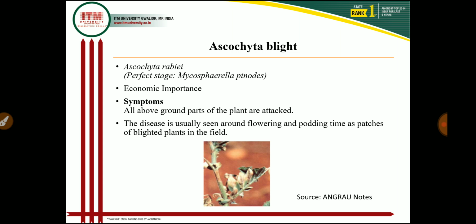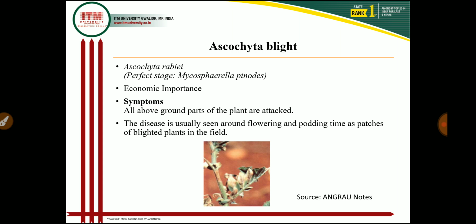Pycnidia are also observed on the blighted part, and in hot dry weather the infection remains in the form of discrete lesions on the leaves, stem, pods, and seeds. On leaflets, the lesions are round or elongated with a grey center surrounded by a brownish margin, and similar spots may appear on the stem and pods. The spots on the stem and pods have pycnidia arranged in concentric circles as minute black dots.